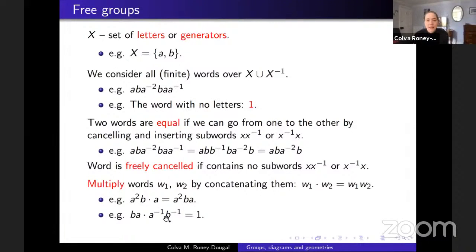So you can see there that I could have said that the inverse of a word, AB, say, is what you get by just writing it backwards and inverting each letter. Because if I do AB times B inverse A inverse, the B cancels with the B inverse, the A cancels with the A inverse, just like I had here for BA.